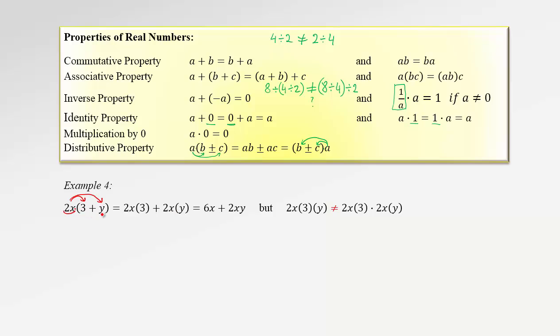However, when you actually perform those operations, it would be nice to write at once 6x. Do it in your head. 2x times 3 is 6x, 2x times y is 2xy, and that will be the final answer.